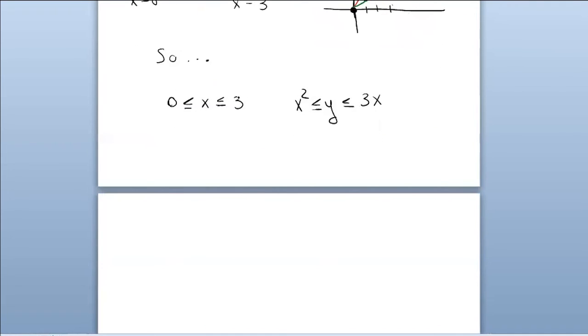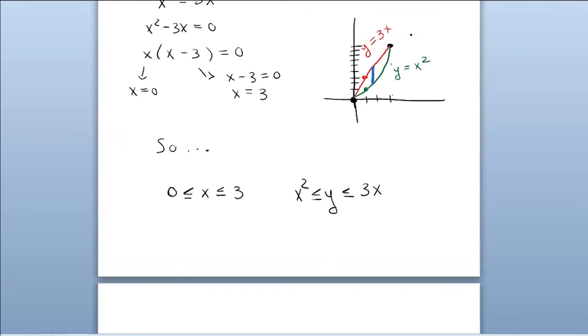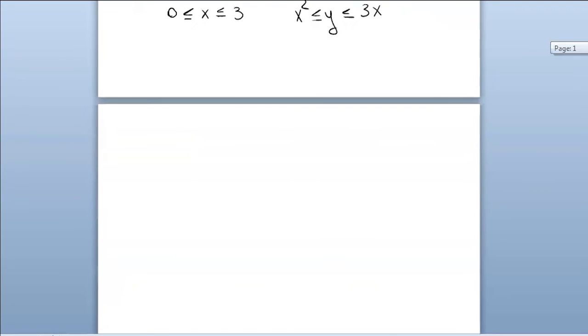All right, now we've kind of done all the work for determining my region D, what it looks like. Maybe I forgot to say, this here is my region D, this enclosed region. Okay, now we're ready to integrate. So let's just move on down here.